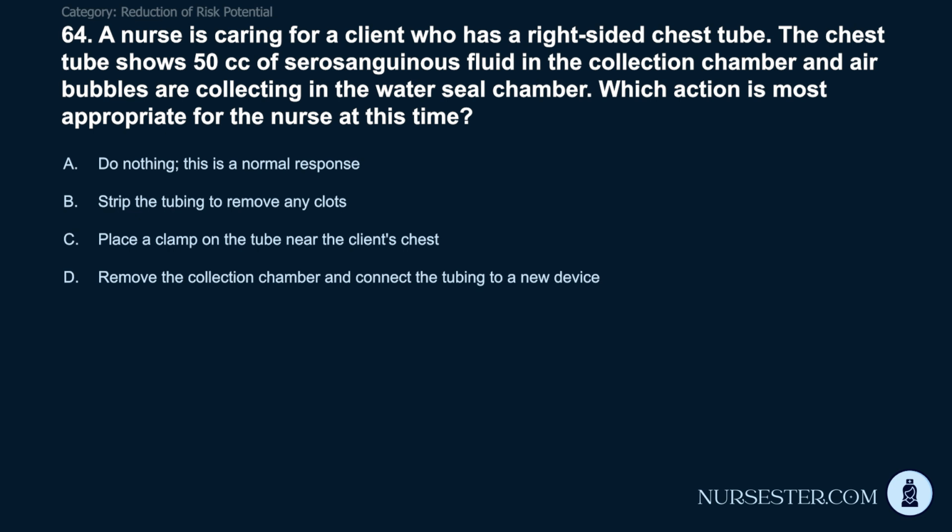64. A nurse is caring for a client who has a right-sided chest tube. The chest tube shows 50 cubic centimeters of serosanguinous fluid in the collection chamber and air bubbles are collecting in the water seal chamber. Which action is most appropriate for the nurse at this time? A. Do nothing. This is a normal response. B. Strip the tubing to remove any clots.